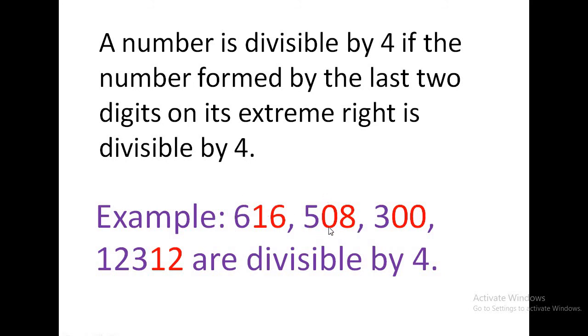In 508, what is the last two digit? 8. So the last two digit is divisible by 4. Hence 508 is also divisible by 4. In 300, what is the last two digit? 0. 0 is divisible by 4. Hence 300 is also divisible by 4. In 12,312, what is the last two digit to the extreme right? It is 12. So 12 is divisible by 4. Hence 12,312 is also divisible by 4.